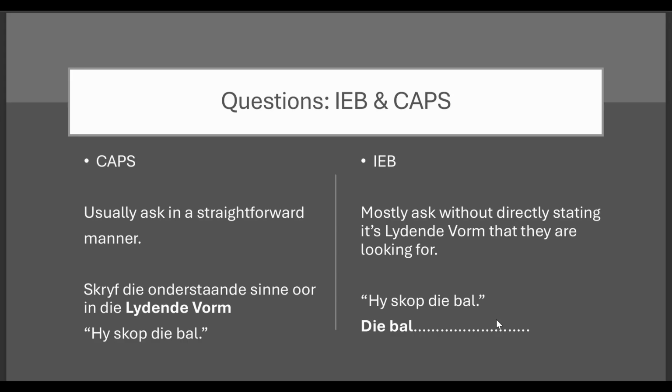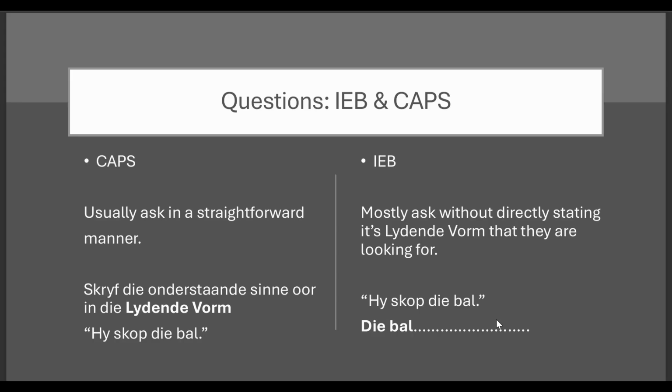Same thing with verlede tyd. They might start the answer with a word of time. So they'll give you a sentence and then they will start with gister. And then you look at that word and you say, oh, okay, what kind of word is this? Oh, it's a word in relation to time. Maybe they're asking me a day question. Then you think, okay, gister is yesterday. That means it's verlede tyd. So those are the kind of things that they ask in IEB taal.